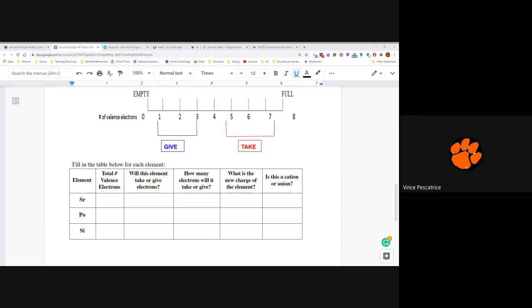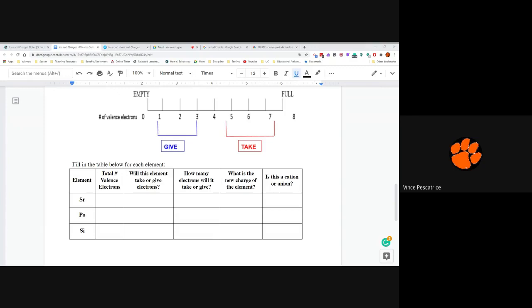Strontium has 2 electrons. That's closer to the 0, so it's going to fall in this give category. So it's going to give electrons away. How many? Whatever number is there. It's going to give away 1, 2 to get to 0. Remember, it wants to get to 0. So you're going to put 2 here.